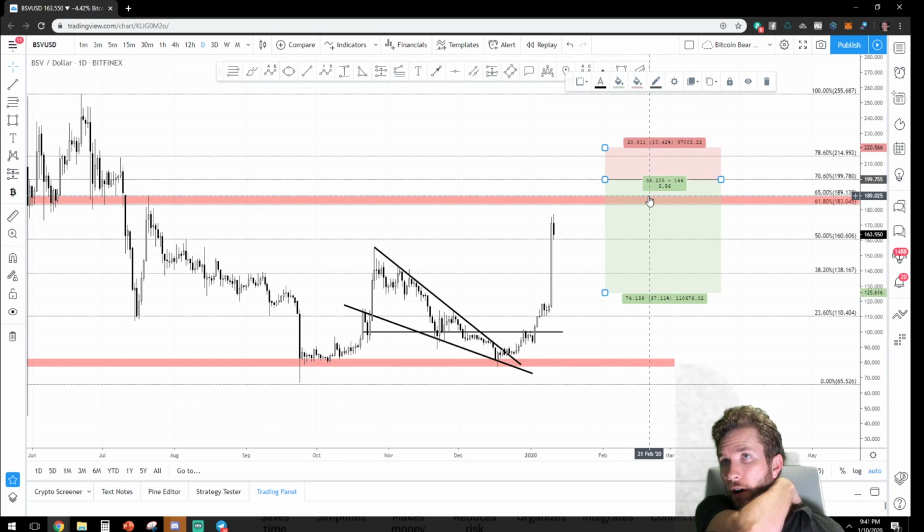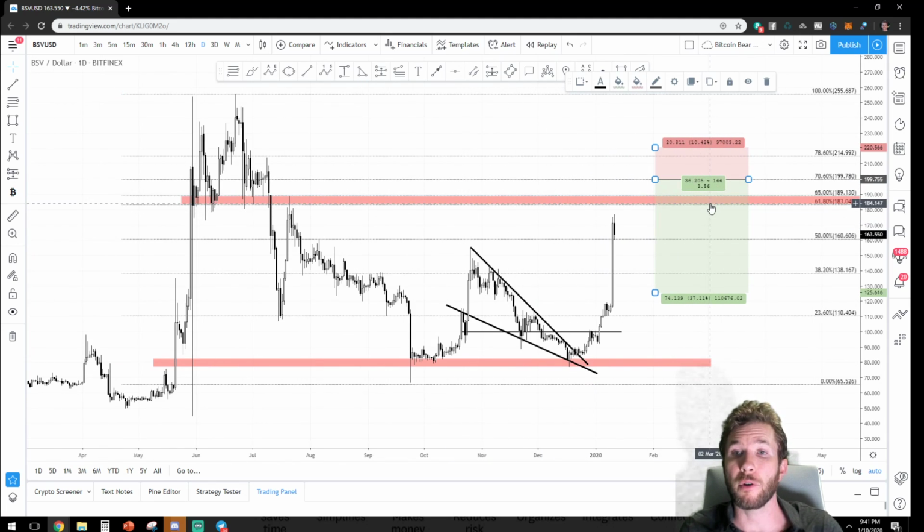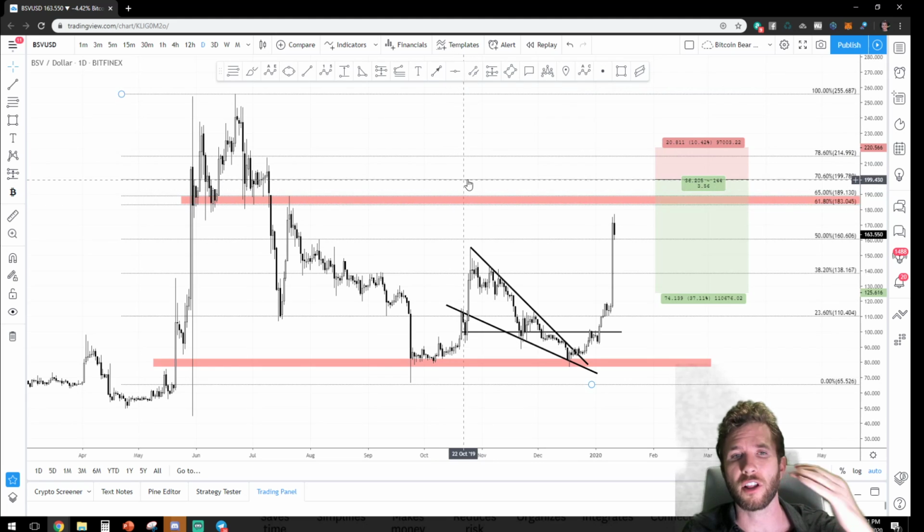Just maybe wait for actual confirmation. That's how I would use Fibonacci levels, and this is just classic horizontal.